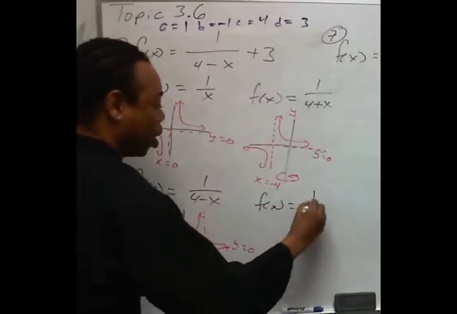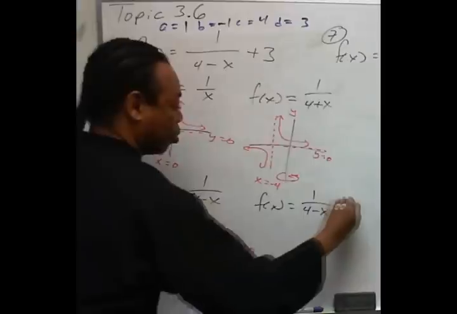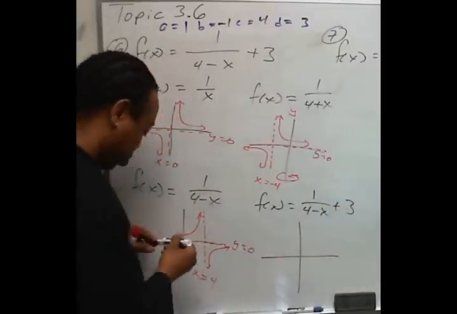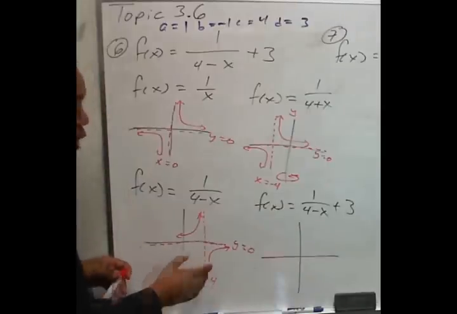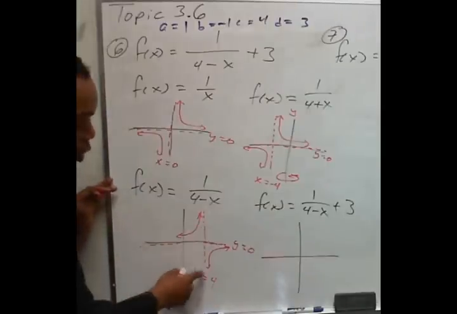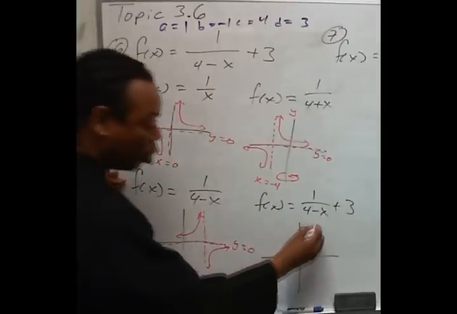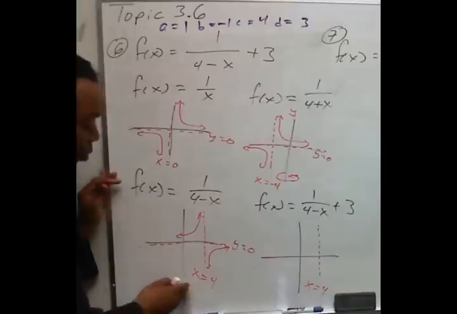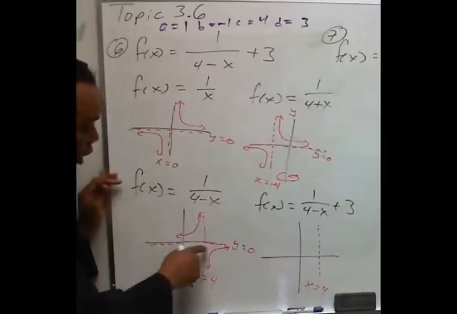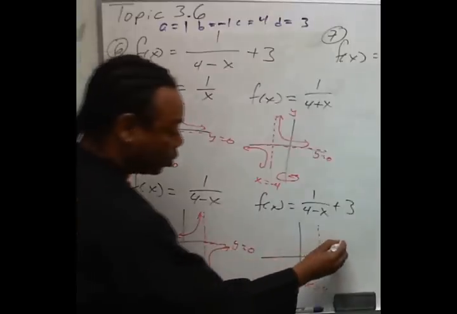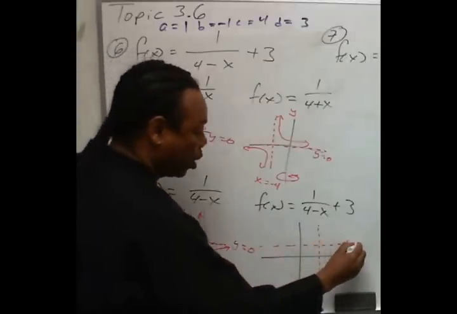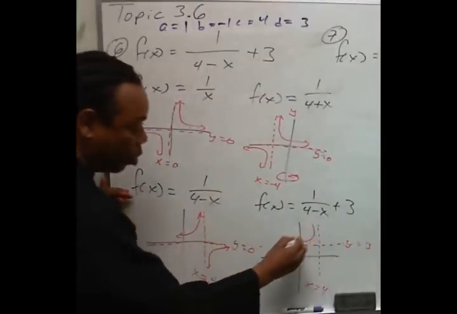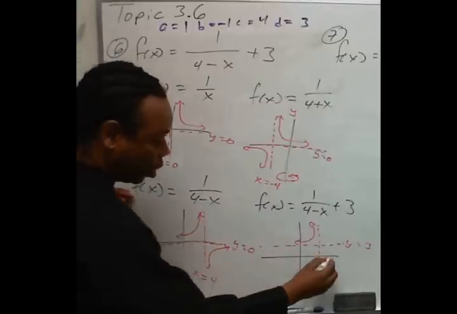When we add the d parameter, this will shift the entire graph upward 3. So, when we shift everything upward 3, the vertical asymptote x equals 4 will remain x equals positive 4. And the horizontal asymptote y equals 0 will rise to y equals 3. The graphs will remain in this area right here and in this area there.